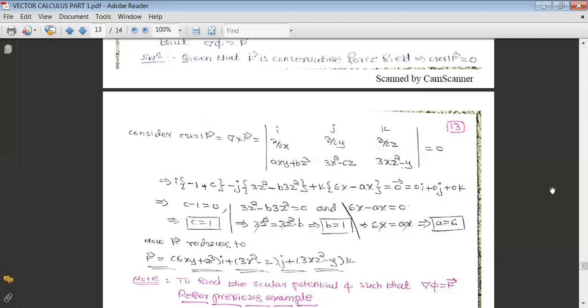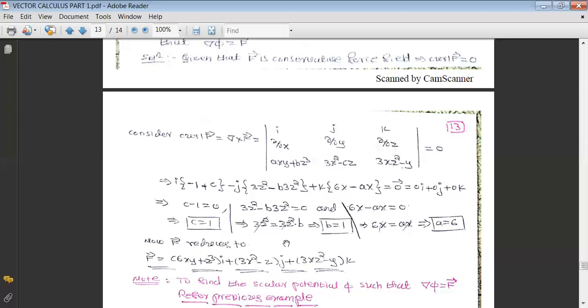Now equating the coefficients of i, j, k on both sides, we find minus 1 plus c, that is c minus 1, equals the coefficient of i, that is 0. This becomes 3z square minus 3bz square, again 0. Next one is 6x minus ax equals 0. Taking this to the other side, that gives you c equals 1. This gives you 3z square equals 3z square into b. 3z square will get cancelled, b equals 1. And if you take this to the other side, that is 6x equals ax, x will get cancelled, so we find a equals 6.